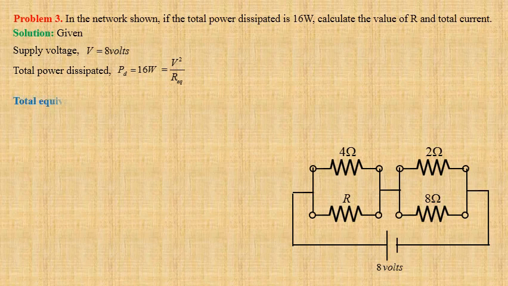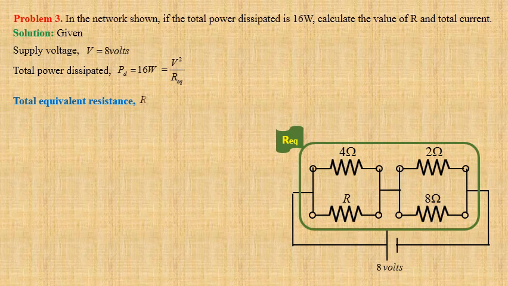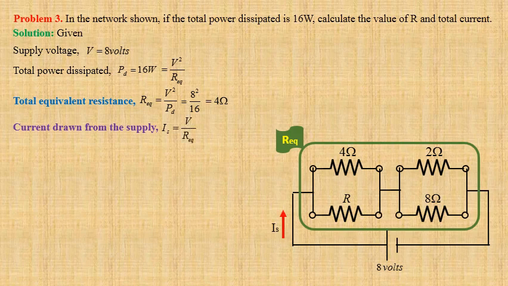Therefore, total equivalent resistance of this circuit Req equals V square divided by PD. Using values we get 8 square divided by 16, that gives us 4 ohm. Current drawn from the supply Is equals V divided by Req. Using values we get 8 divided by 4, that gives us 2 ampere. Let the resistor R1 be 4 ohm, resistor R2 be 2 ohm and resistor R3 be 8 ohm.